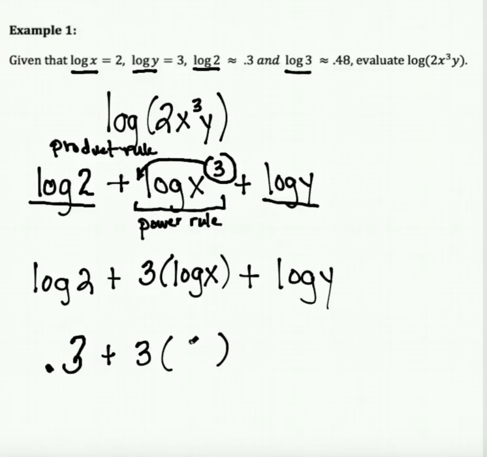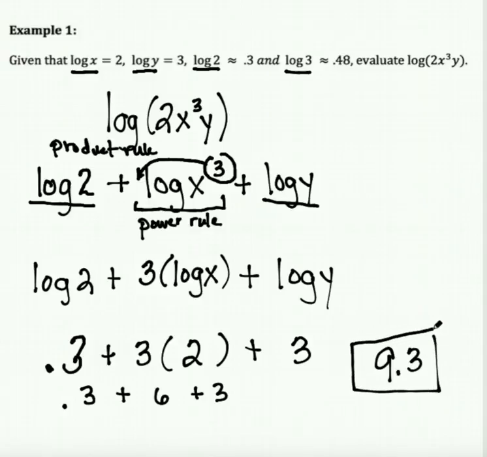Log of x is equal to 2 plus log of y. Log of y is equal to 3. So I have 0.3 plus 6 plus 3. So my final answer is 9.3. Now I want you to notice they gave us kind of a decoy item. They gave us the value of log of 3. Notice we didn't even use that, and that's okay. So my final answer is simply 9.3.